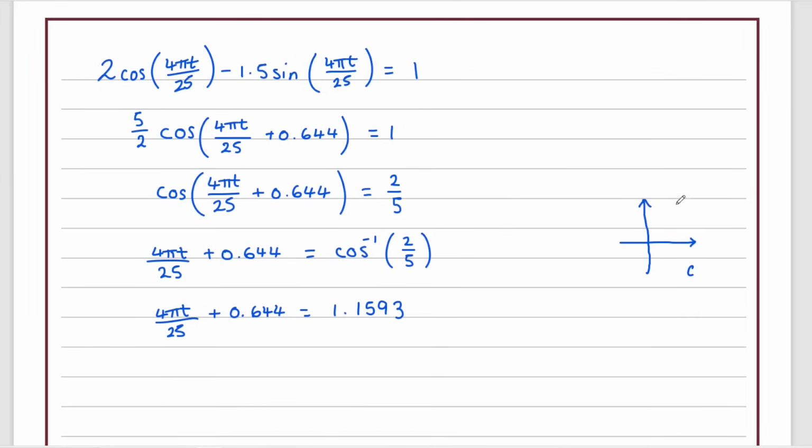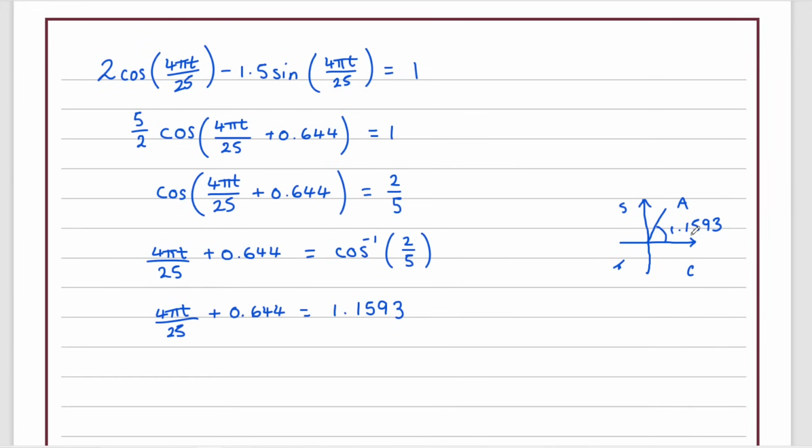Okay. So let me just quickly draw a CAST diagram here just to help us answer this question. I've got C, A, S, and T. So this solution that we just found is within this quadrant here. This angle is this value here, 1.1593. That's what we just found there.